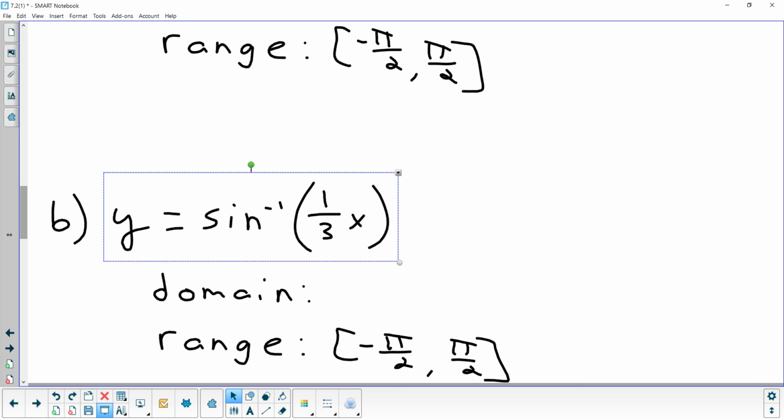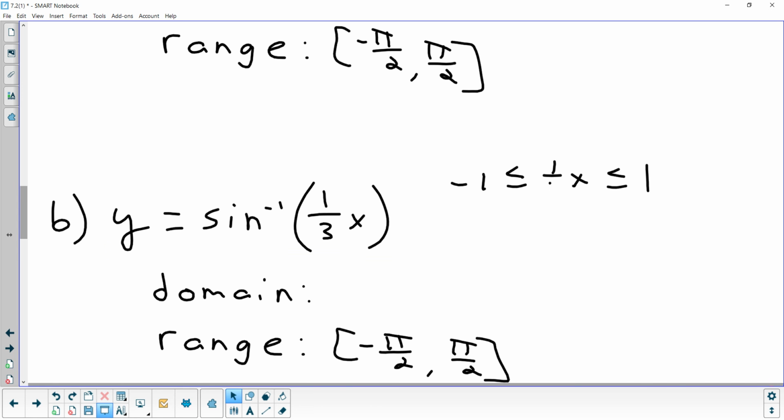It would be -1 less than or equal to 1/x less than or equal to 1. Okay, and now how would you get the x by itself? Multiply it all by 3. Yep, just multiply everything by 3. That's gone. And what's my new domain? Negative 3 to 3. Which is exactly 3 times as big as the old domain. And that's exactly what should have happened. Okay, any questions on it?